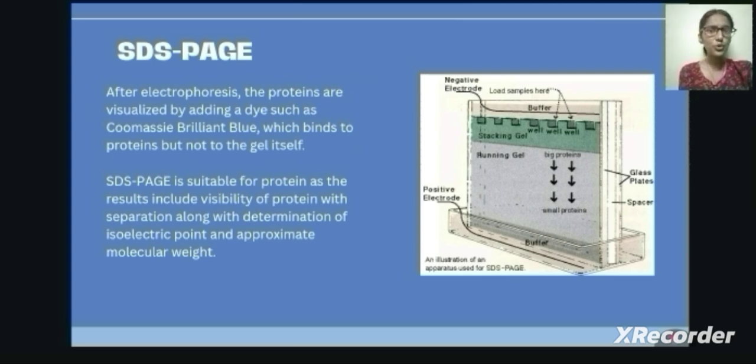After electrophoresis, proteins are visualized by adding dyes such as Coomassie brilliant blue or silver staining, which binds to proteins but not to the gel itself. SDS-PAGE is suitable for protein because it results in visibility of protein with separation along with the determination of isoelectric point and approximate molecular weight.